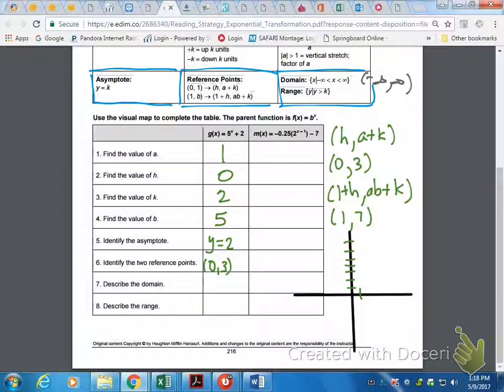Our 0, 3 right here. Let's put our 1, 7 over here. The asymptote at y equals 2. Let's put that one in. If our b is 5, that signifies growth, correct? Sketch that in. It comes up to the asymptote and then heads to infinity.